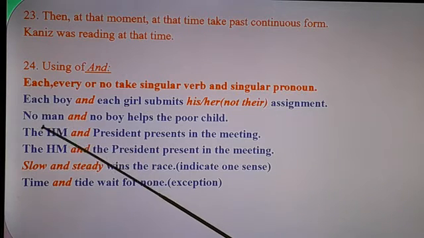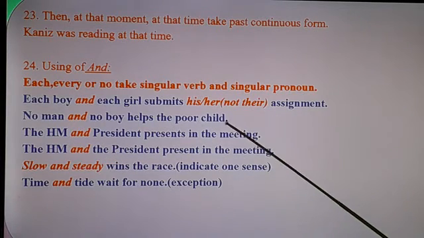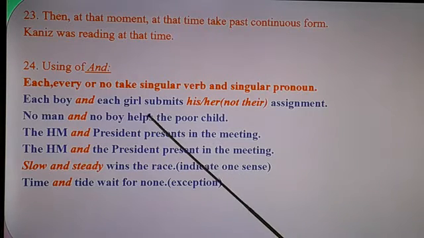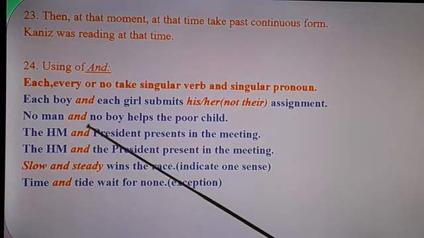And next, no man and no boy helps the poor child. That is, no one helps the poor child. That's why I add s at the end of the verb. And the next one, that is using "and".